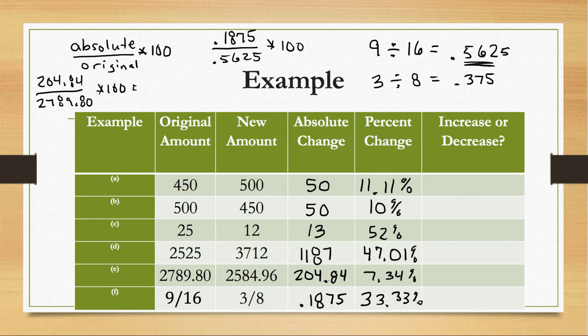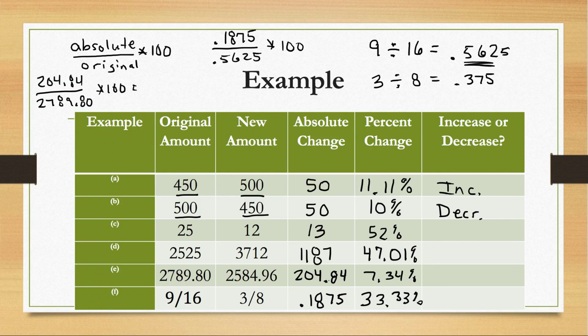Now, the last thing that we want to do is talk about whether that percent change is an increase or a decrease. And in order to do that, we're basically going to look back at our original amount versus our new amount. All right, so on part A, our original amount was $450. It changed to $500. So that is an increase. On part B, we started at $500 and we went to $450. That's a decrease. We're going down.